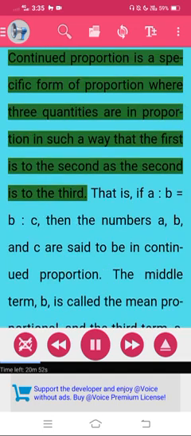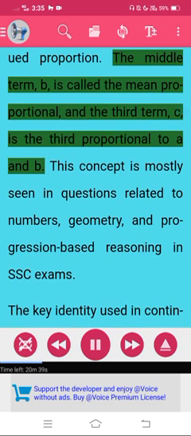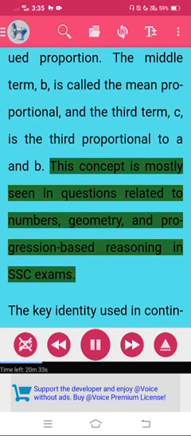Continued proportion is a specific form of proportion where three quantities are in proportion in such a way that the first is to the second as the second is to the third. That is, if A:B = B:C, then the numbers A, B, and C are said to be in continued proportion. The middle term, B, is called the mean proportional, and the third term, C, is the third proportional to A and B. This concept is mostly seen in questions related to numbers, geometry, and progression-based reasoning in SSC exams.